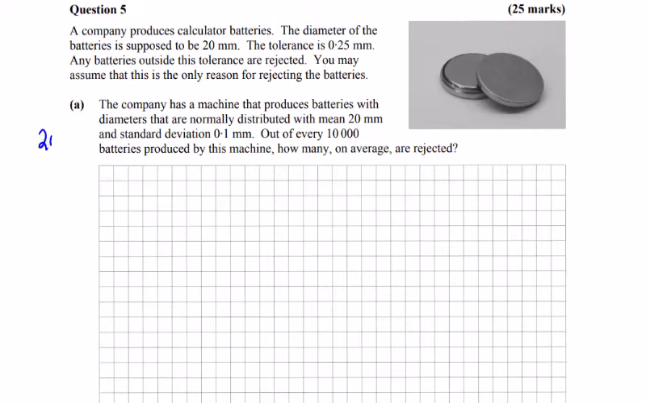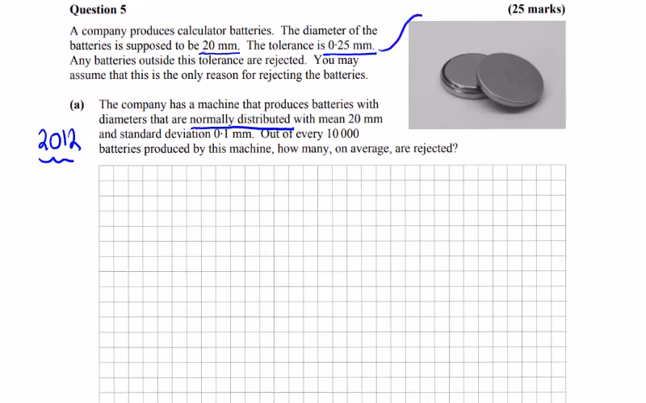This is the 2012 question 5 probability question. A company produces calculator batteries. The diameter of the battery is supposed to be 20 millimeters. The tolerance is 0.25 of 1 millimeter. Any batteries outside this tolerance are rejected. The company has a machine that produces batteries with diameters that are normally distributed.